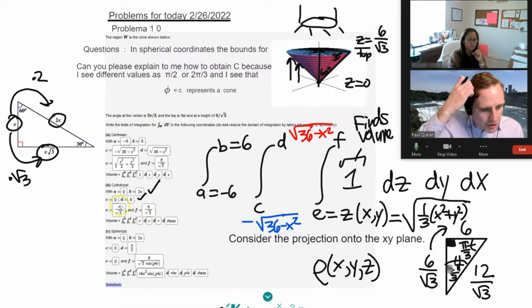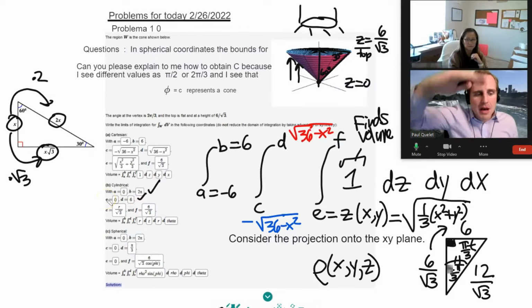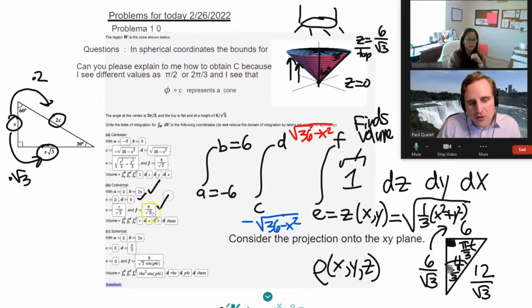Now the z, typically you think of z as the bottom of the cone and then the top of the cone. Well, the top of the cone doesn't change from Cartesian. But the bottom of the cone is still 1/3 square root of x squared plus y squared. But the nice thing is, x squared plus y squared equals r squared from cylindrical, because remember, cylindrical is the exact same thing as polar coordinates, except with a z-axis. The square root of r squared is just r. So that's why you get r over 3 for the lower bound there.